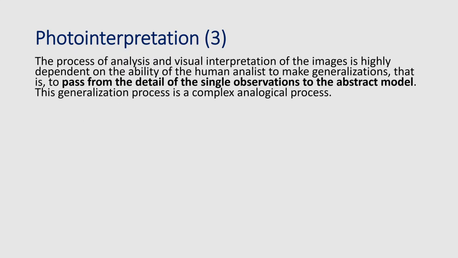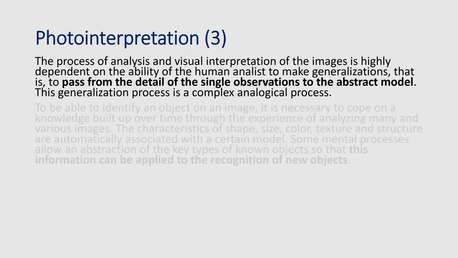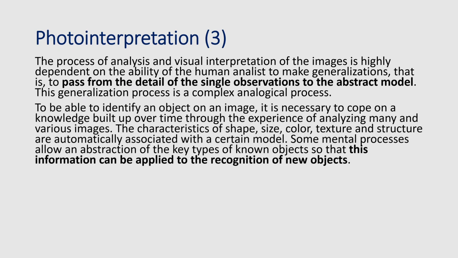The process of analysis and visual interpretation of the images is highly dependent on the ability of the human analyst to make generalizations, that is, to pass from the details of a single observation to an abstract model. This generalization process is a complex analogical process. To be able to identify an object on an image, it is necessary to rely on a knowledge built up over time through the experience of analyzing many and various images.